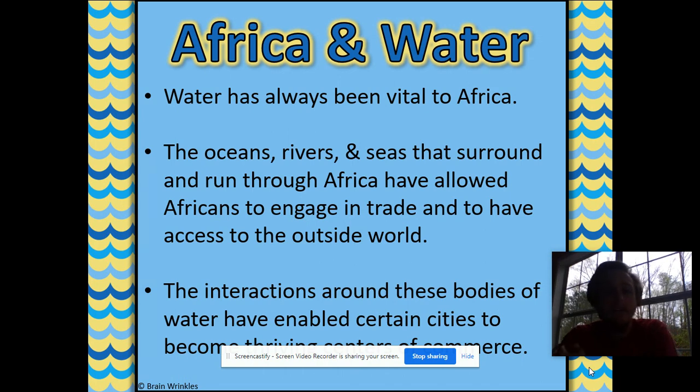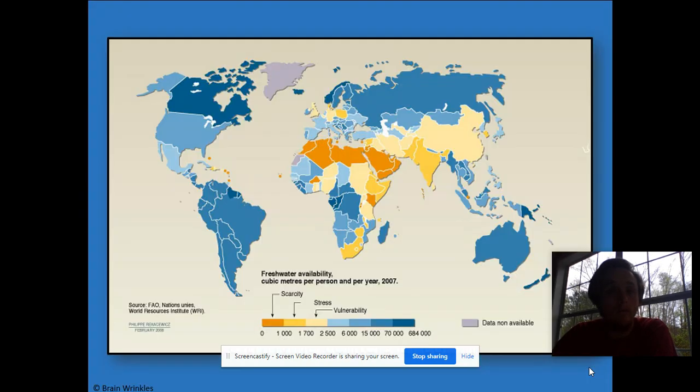Now, water has always been vital to Africa. The oceans, rivers, and seas have allowed Africa to engage through trade. These interactions around these bodies of water have created certain cities to be really central for trade. But the problem is, water doesn't run through every place in Africa. It's very difficult to find a lot of cities that have fresh water, which is what's important for drinking and things like that. Now, the cities that do have a lot of fresh water are very successful. But the countries that don't have access to fresh water are typically the poorer countries.